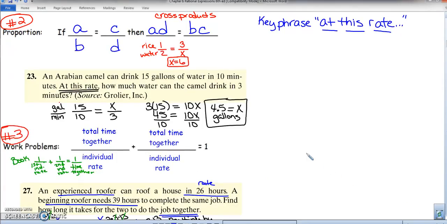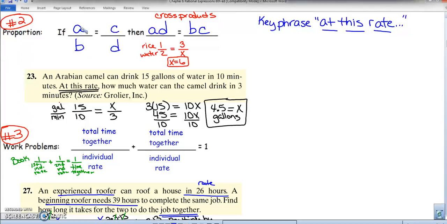Let's take a look now at the second type of situation that you're going to see in this section. So the first type is solving for a specific variable. The second type of problem in this section involves proportions. Proportions are the equality of two rates. So A over B is equivalent to C over D. The ratio A to B is equivalent to the ratio C to D.